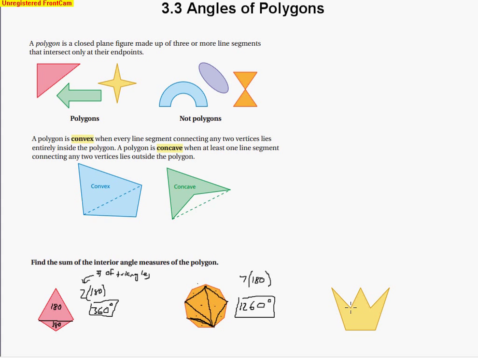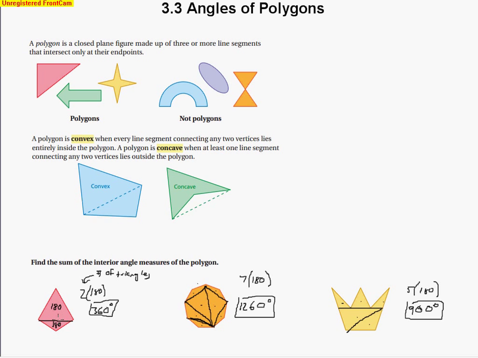On this next one, we could do something similar. I could break it this way, and then break it this way, and I'd have 1, 2, 3, 4, 5 different triangles inside here. So 5 triangles multiplied by 180 would give me 900 degrees in this case. There is another way to do that without having to make the triangles.